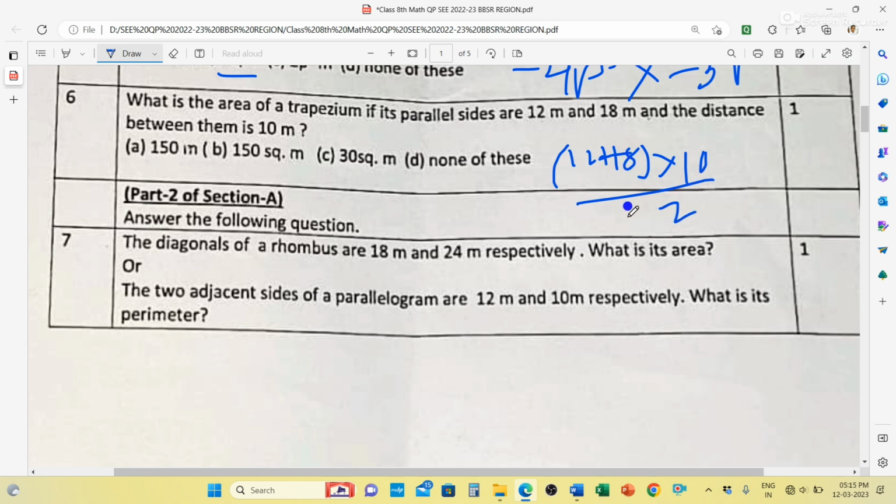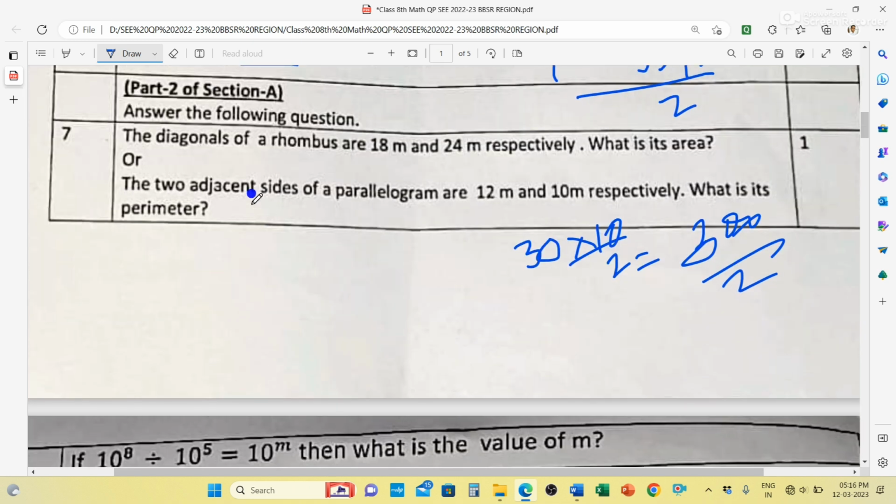So 12 plus 18 equal to 30. 30 into 10 divided by 2. So 300 divided by 2 will give 150 square meter. Area will always be in square units, and here if the units are in meter, then the area will be in square meter. So 150 square meter, not 150 meter.